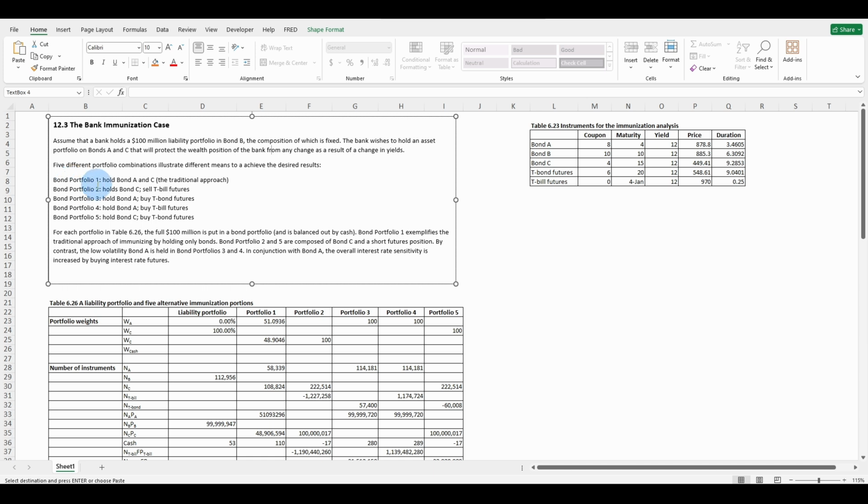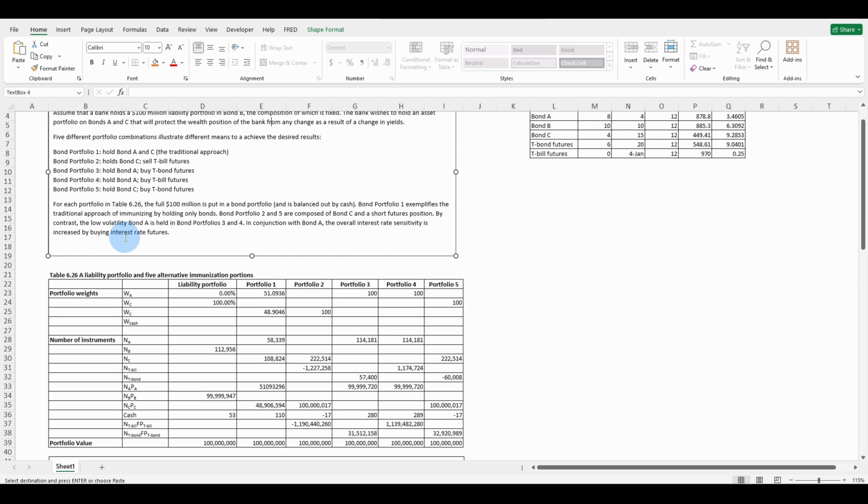For bond portfolio 1, hold bonds A and C, the traditional approach. Bond portfolio 2, hold bond C, sell T-bill futures. Bond portfolio 3, hold bond A, buy T-bond futures. Bond portfolio 4, hold bond A, buy T-bill futures. Bond portfolio 5, hold bond C, buy T-bond futures.